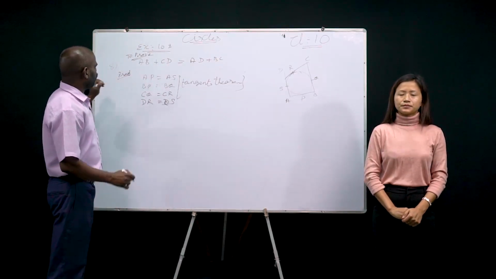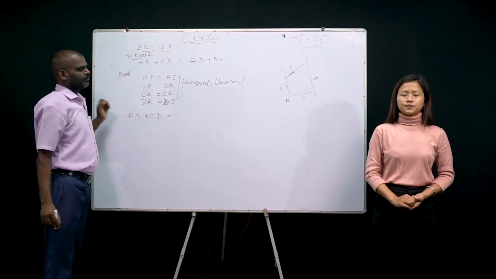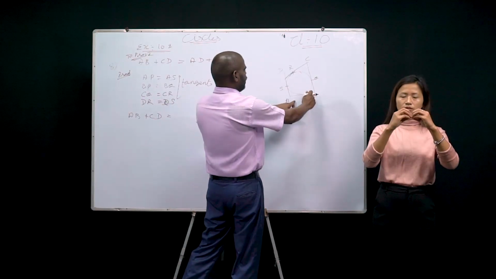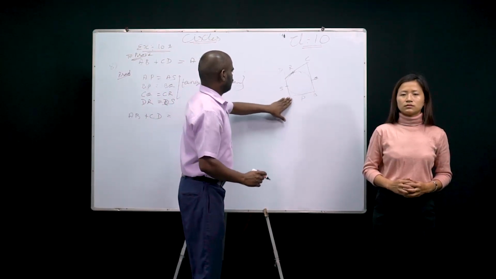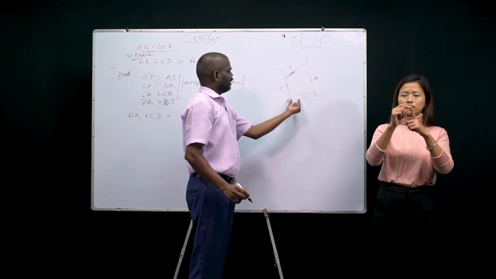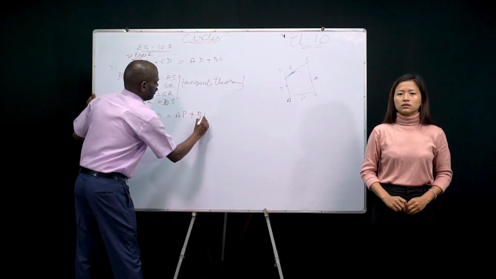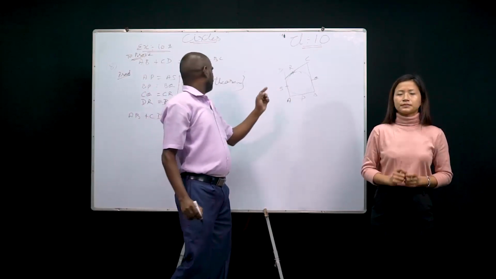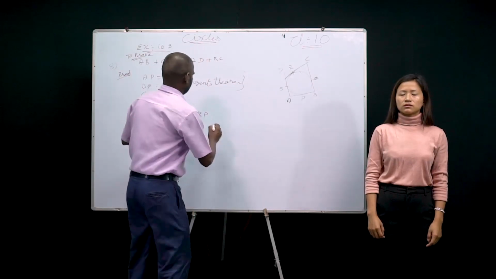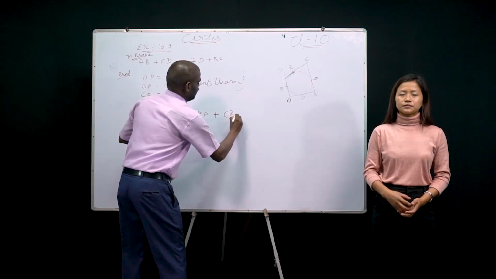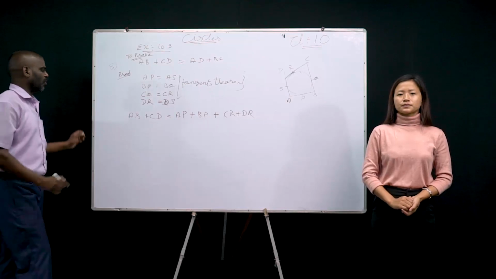Now we are going to prove AB plus CD equals AD plus BC. AB, shall we write AB equal to AP plus BP? Yes or no? Next, CD. What is CD? CD equals CR plus DR. Yes or no? Okay.